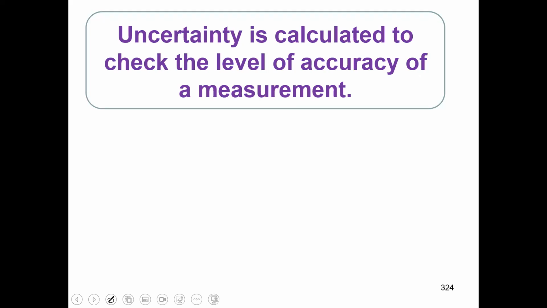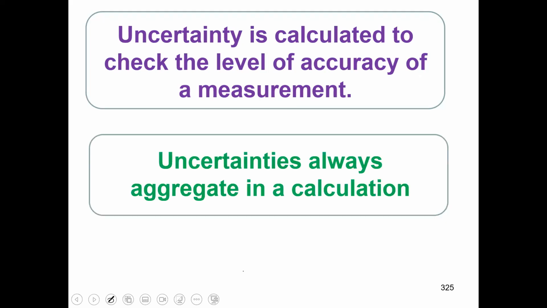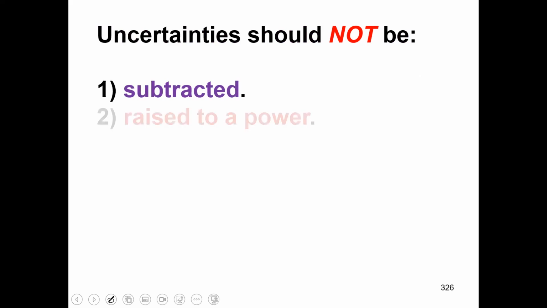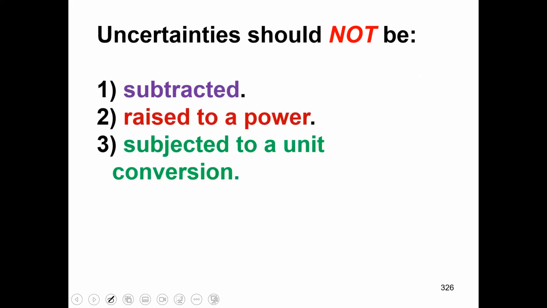Uncertainty is calculated to check the level of accuracy of a measurement. Uncertainty is an aggregating factor. What it means is that whenever you are calculating, you always go through a number of steps, step 1, step 2, step 3. So physics says that uncertainty always increases. It never decreases. Uncertainty should not be subtracted, should not be raised to a power, and normally should not be subjected to a unit conversion. You have to copy this.